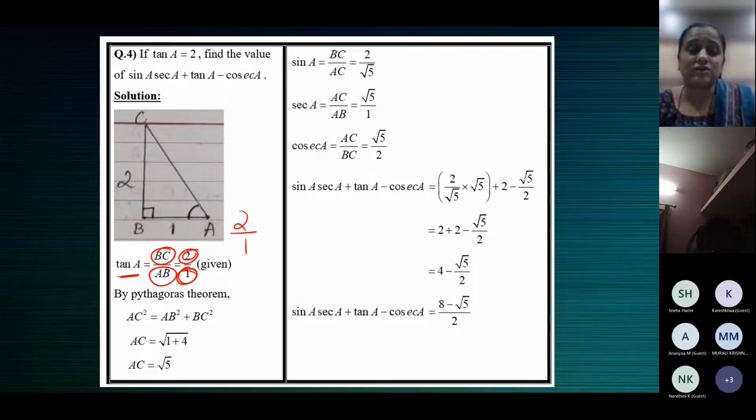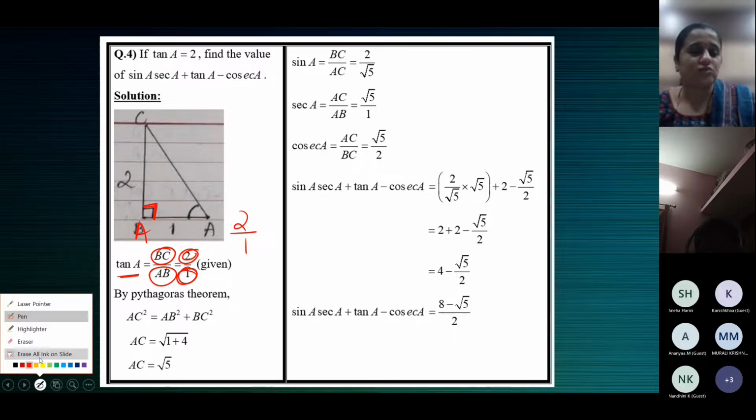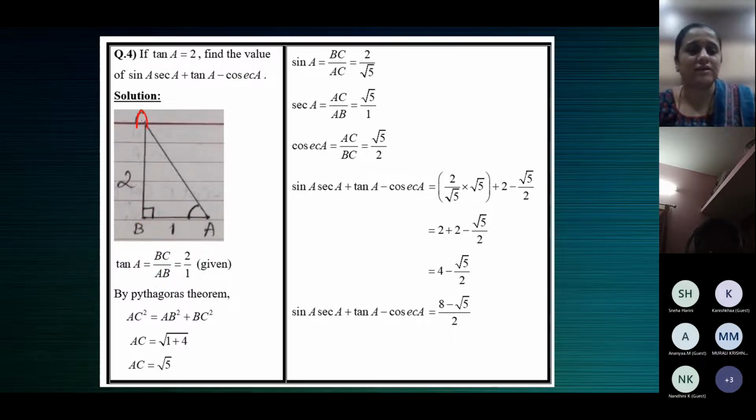So make sure that you don't mark A here. A is not the right angle in the triangle. A is one of the two acute angles. So you can call it ABC because we have tan A, and you can mark A here or here, not the right angle. If you mark A here, this is the opposite side, this is the adjacent side, and this is the hypotenuse.